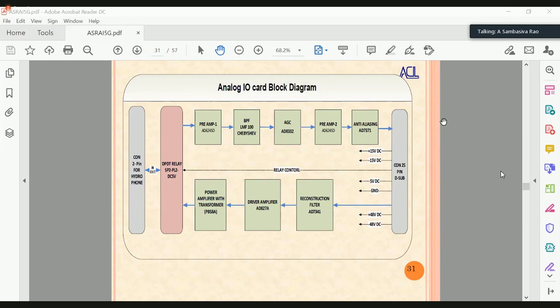Suppose my design factor is 180 dB source level. I want to transmit, so I will transmit according to those calculations. 180 dB source level means that much, 180 dB, of energy I will deliver to the hydrophone. Okay. So this is the analog card design. I have to take care of this in the analog card design. Okay, next.